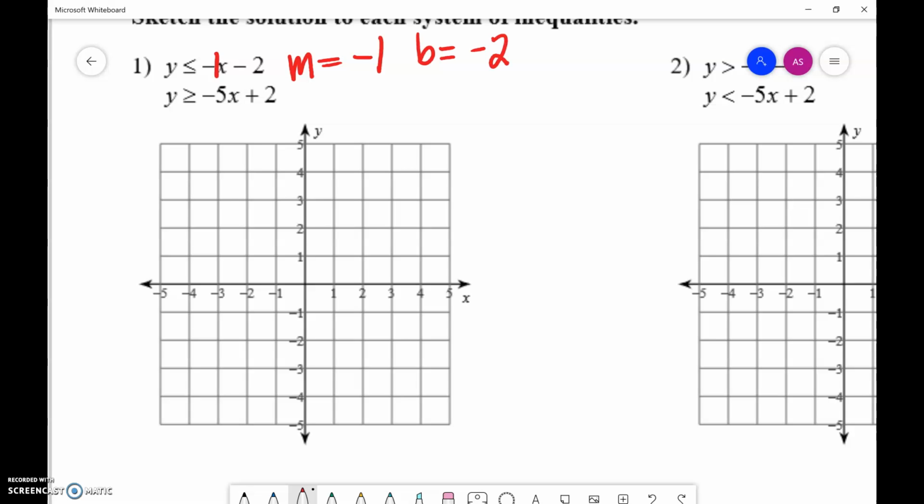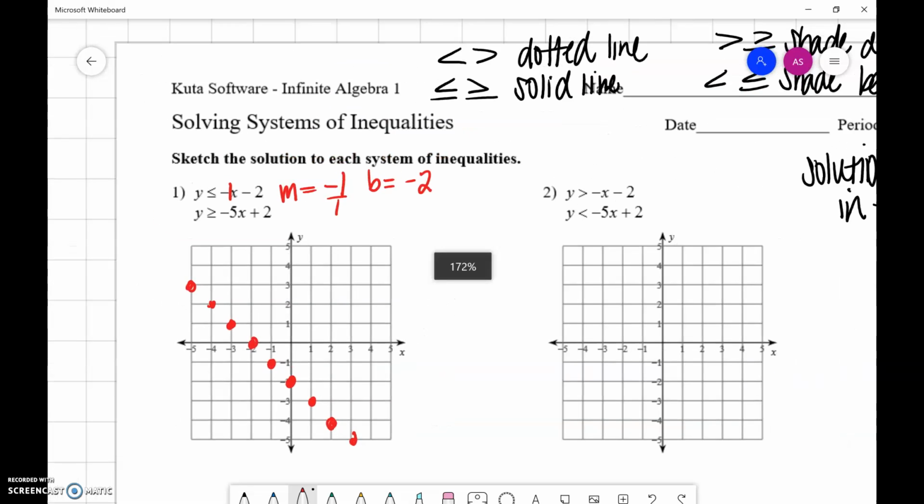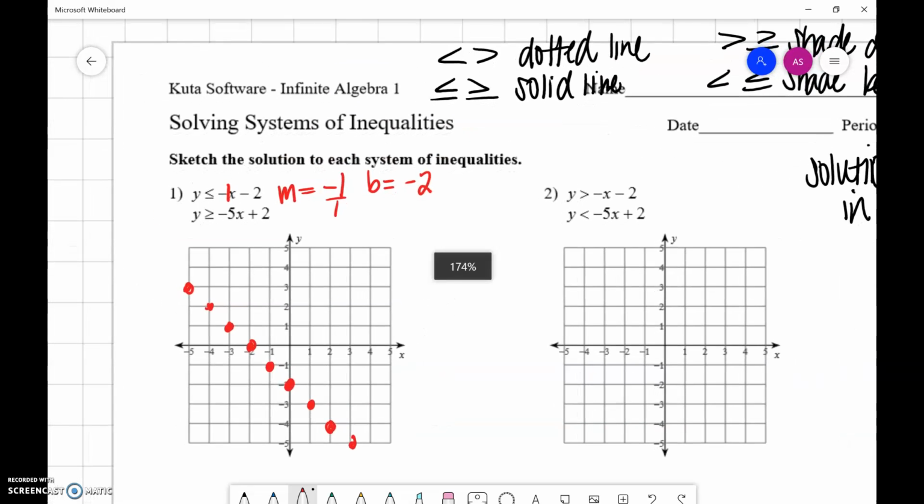So I'm going to start at -2, and slope is rise over run. So I'm going to be going down 1 over 1 each time. And I have some dots I can put up here, so we're going to go ahead and get those. And from here, I look at my sign. I have less than or equal to. So like we said at the top, since we have less than or equal to, we're going to get a solid line here. So we draw our solid line.